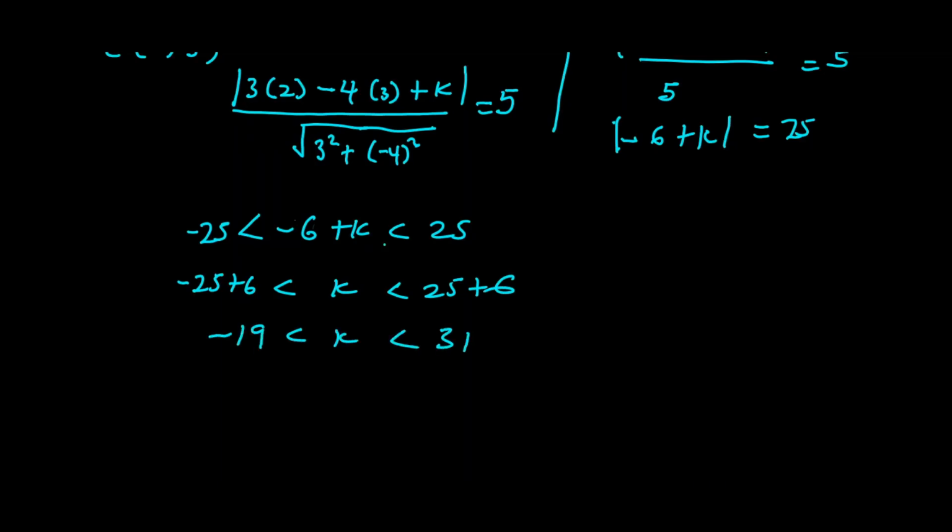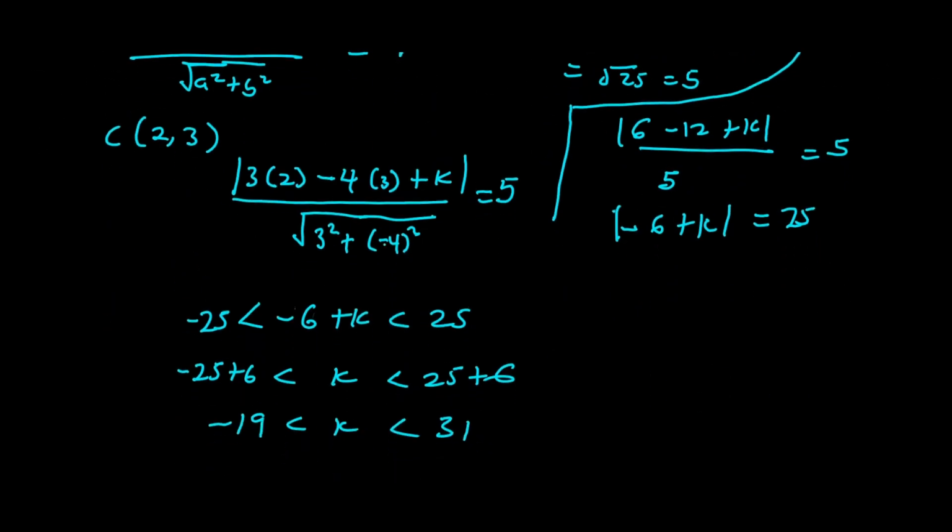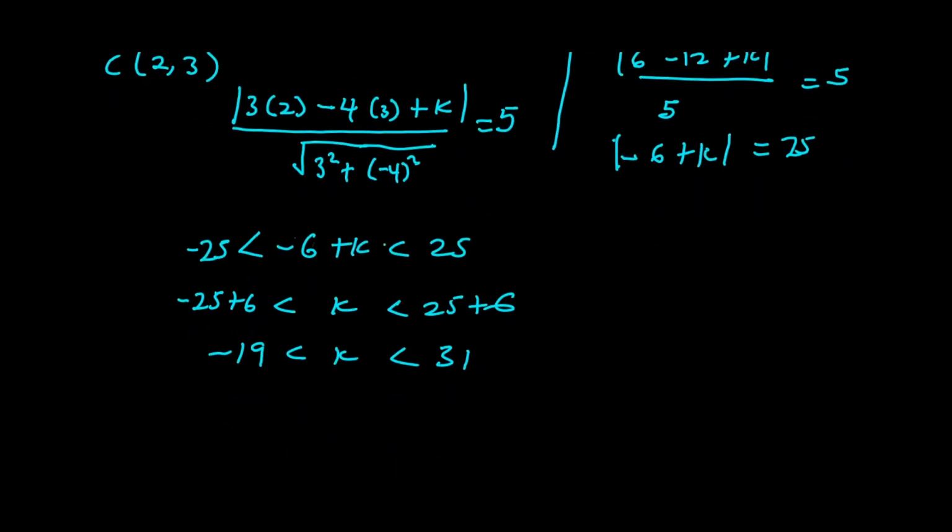But here in our question, they say that k is greater than 0, and so in that case, our k will be equal to 31. Our k will be equal to 31. So that is that for this one. And so always, this is how we can go about it.